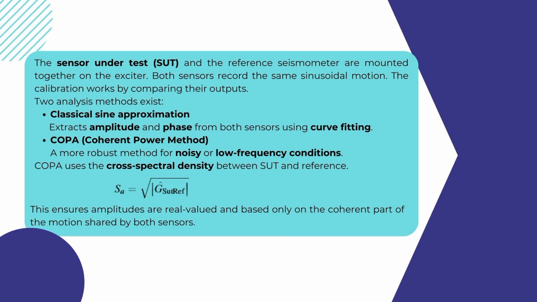COPA uses the cross spectral density between the SUT and the reference. This ensures amplitudes are real-valued and based only on the coherent part of the motion shared by both sensors.